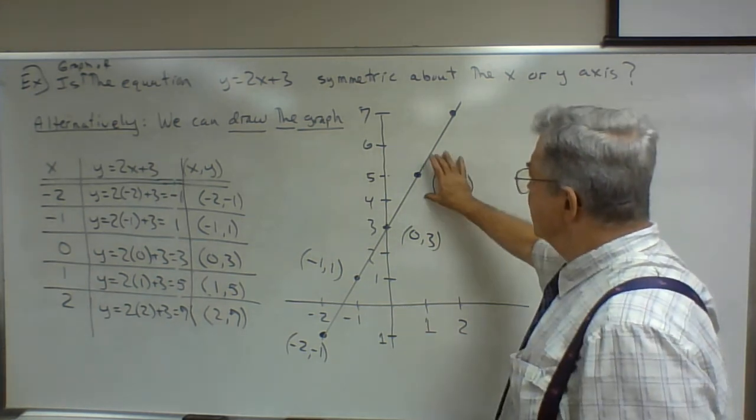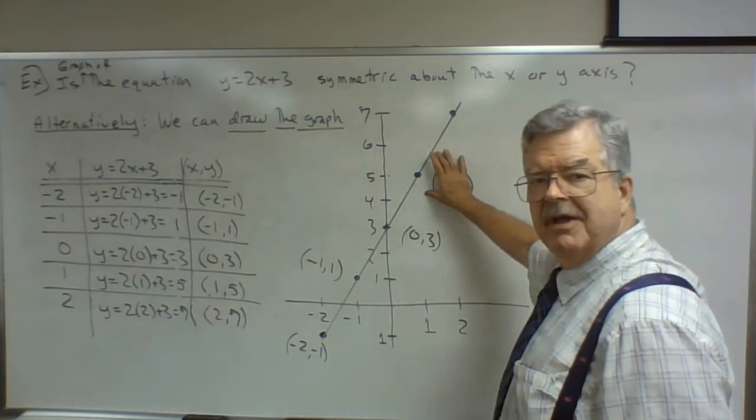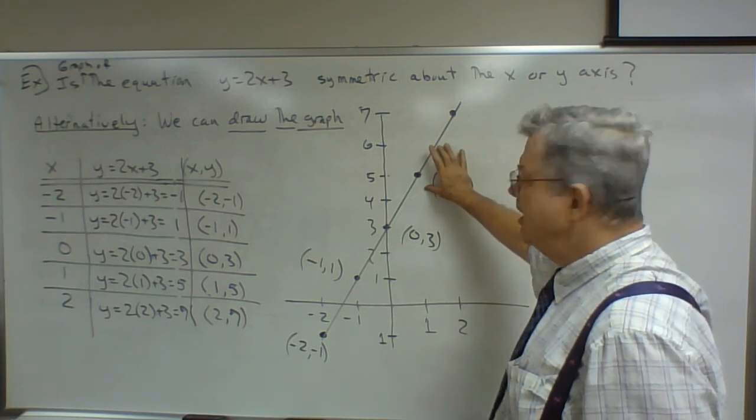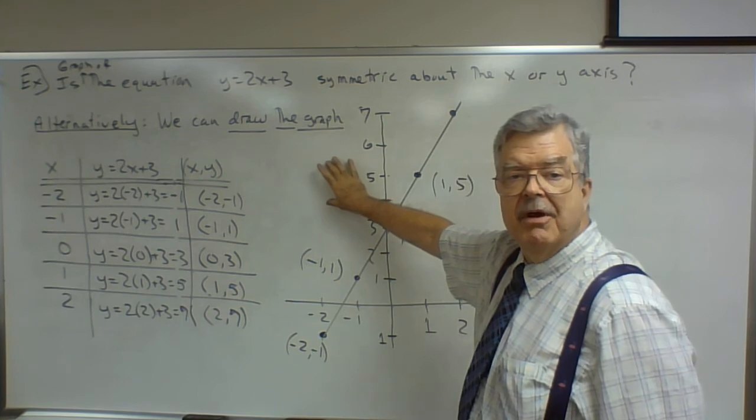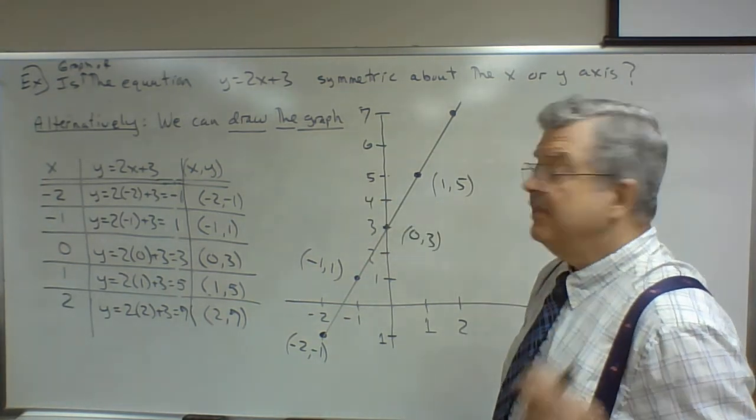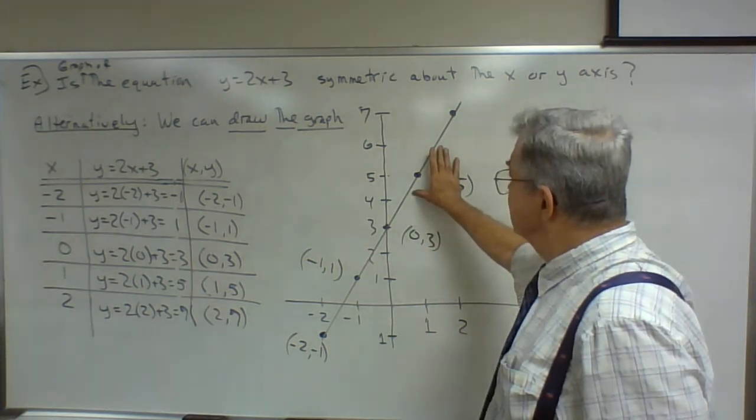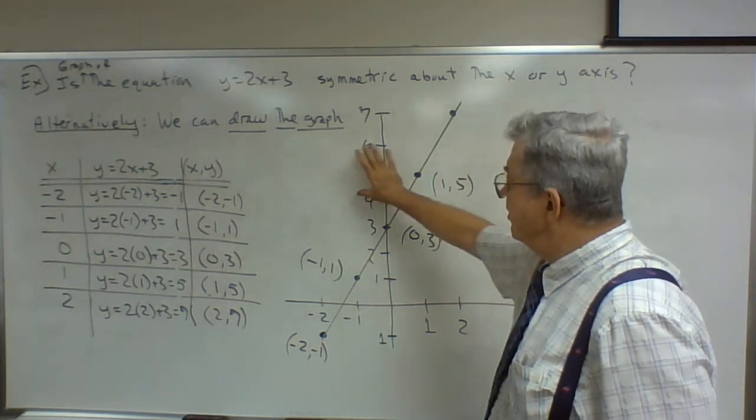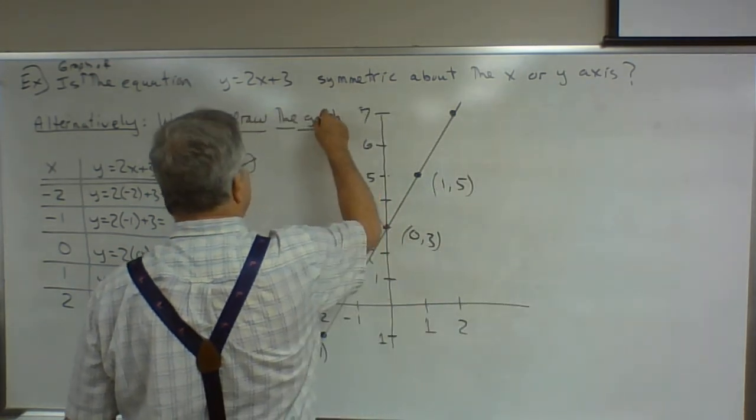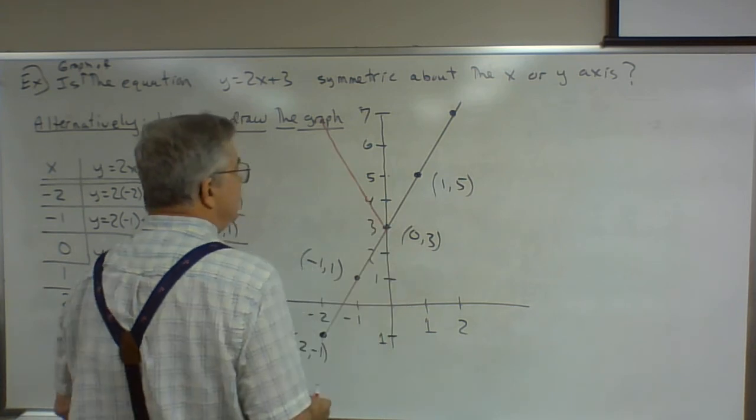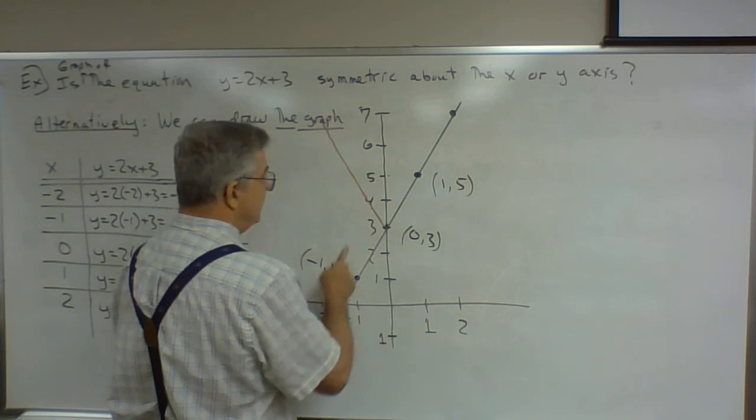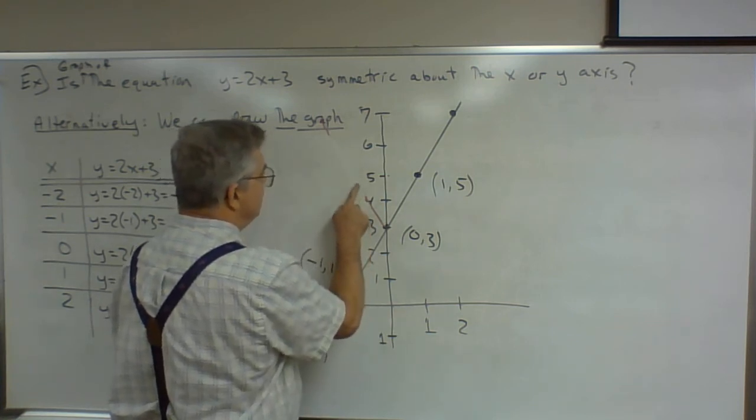Is the part of the graph that lies to the right of the y-axis the mirror image of the part that lies to the left of the y-axis? No. If this part were the mirror image of the part to the left of the y-axis, the graph would have to go like that. And then we'd say, oh, you know what? This is the mirror image of that. But this doesn't happen.